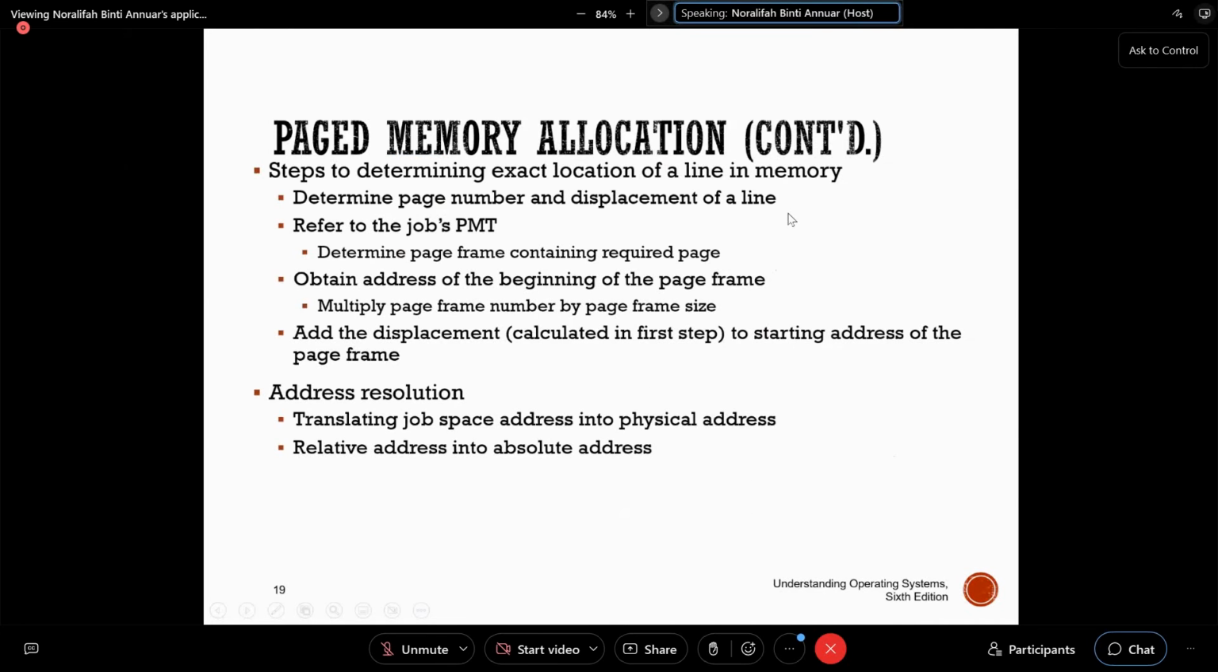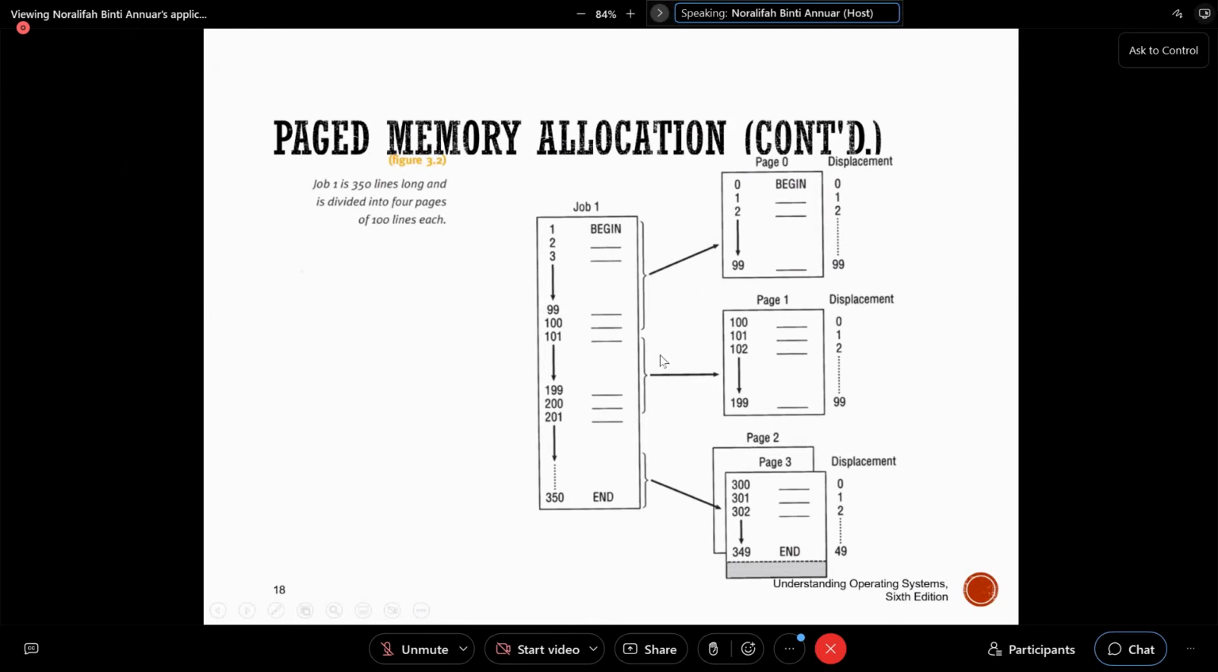Okay, and then the steps to determine the exact location of a line in memory. Determine the page number and displacement. Okay, I'm going to read it out. Okay, refer to the job's PMT. Determine the page frame number of the required page. Mana contoh dia? Often multiply page. Ini boleh baca sendiri lah. Dia ada contoh kat sini dah. Okay, baca sendiri guys.